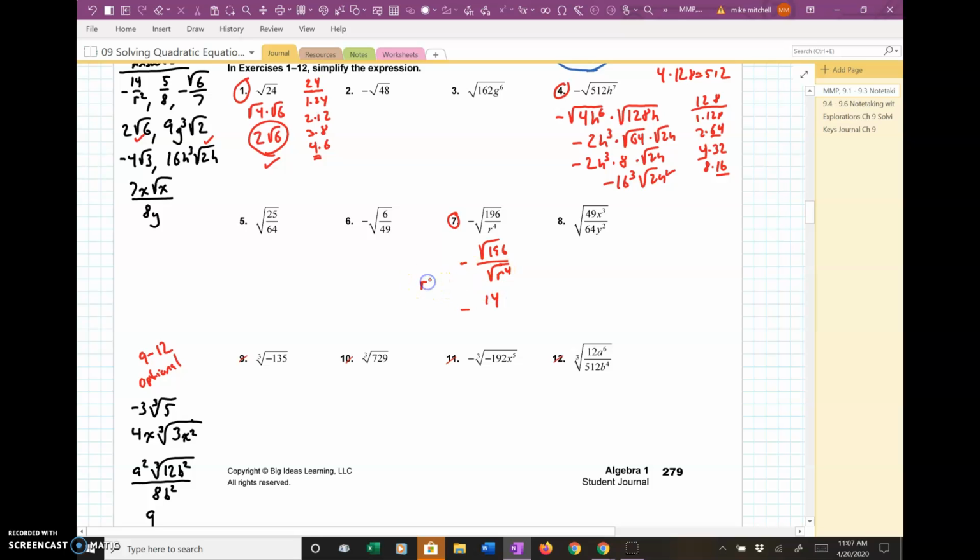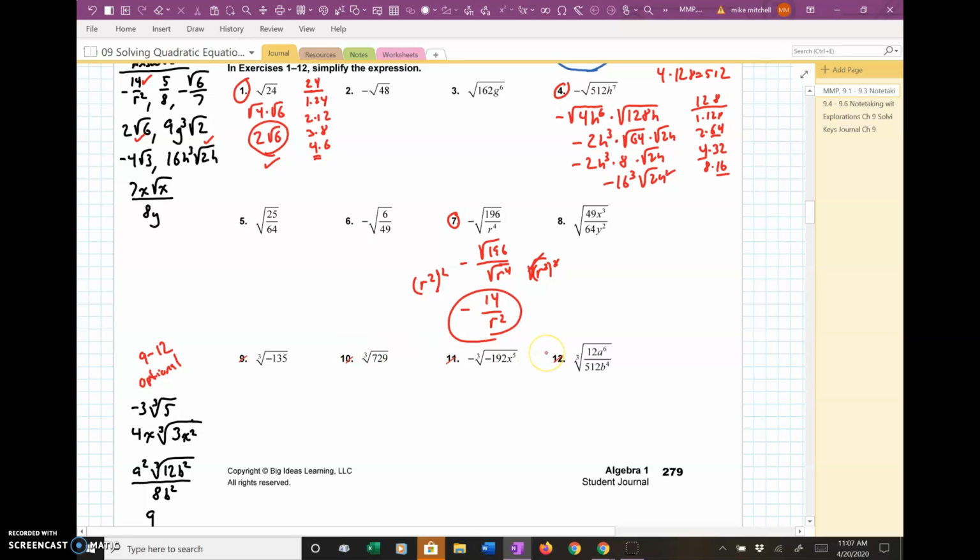Well, r to the 4th is just r squared squared. So half of that, you know, if you think of it, square root of r squared squared, these cancel out. We're left with r squared. Remember, it's half of that even exponent. There's our answer, negative 14 over r squared. I see it up there.